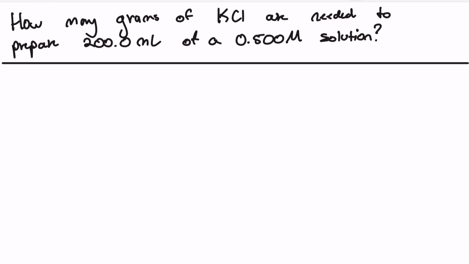Our second problem reads, how many grams of KCl are needed to prepare 200 milliliters of a 0.5 molar solution? We're given molarity and we're given volume in this one, so we're going to start with our molarity equation. Molarity equals moles divided by liters. Now let's just fill some stuff in. We get 0.500 molar equals, our moles is what we're solving for, so that's going to be X.